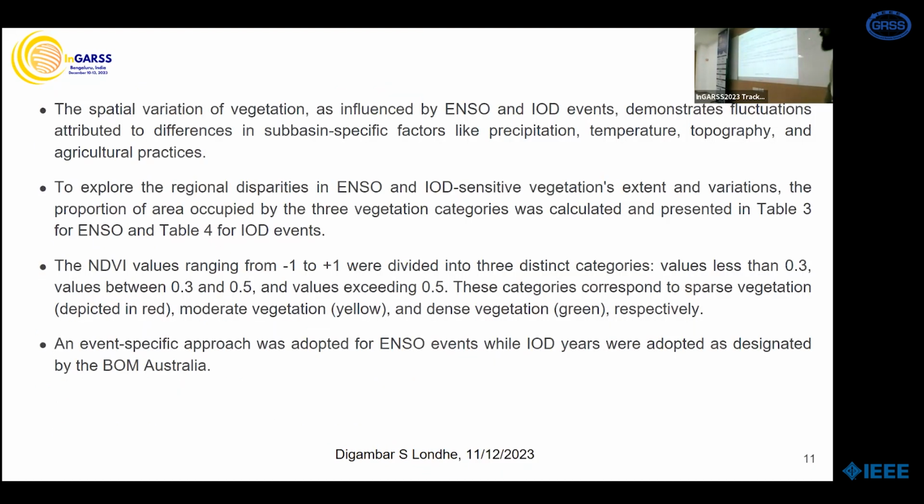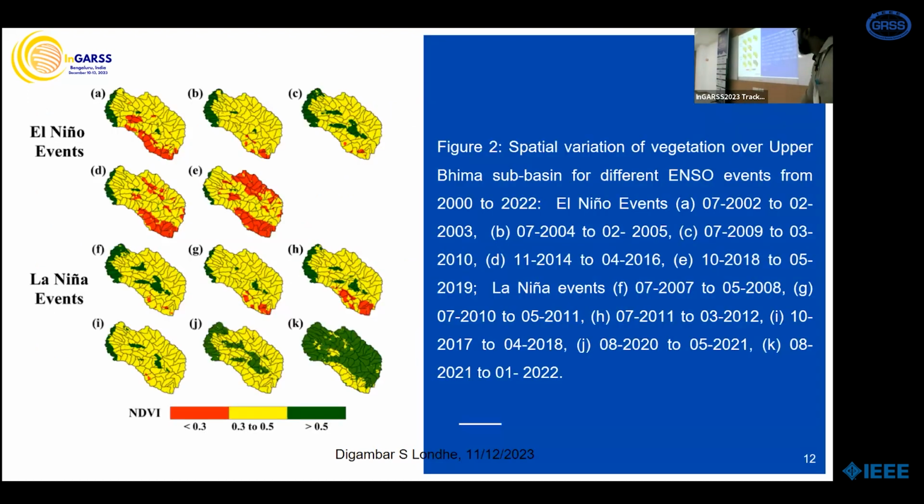Coming towards the results, the spatial variation, first I'll show this figure. So this is the spatial variation of vegetation NDVI during El Nino events and La Nina events. We can see that the El Nino event, which is the warm phase of ENSO, is affecting the vegetation largely. That red color indicates very sparse vegetation, which has NDVI less than 0.3. And in La Nina events, we can see that the red portion is reduced.